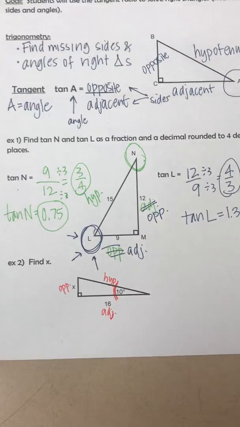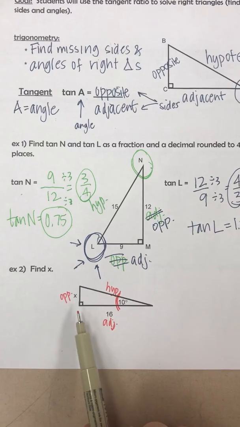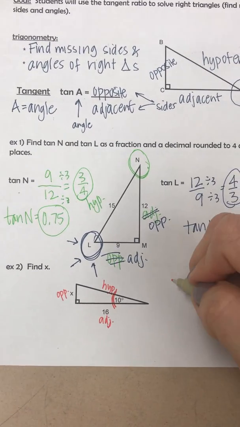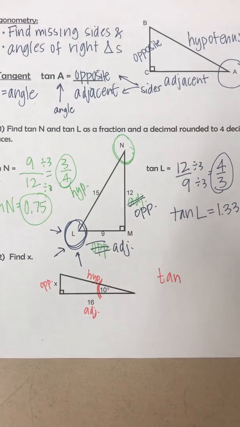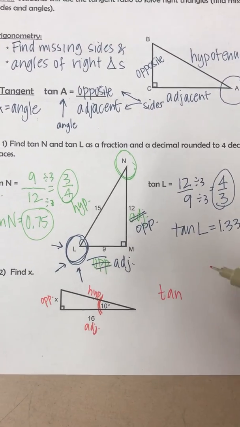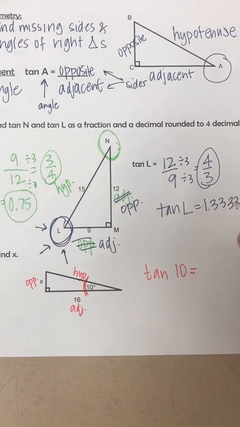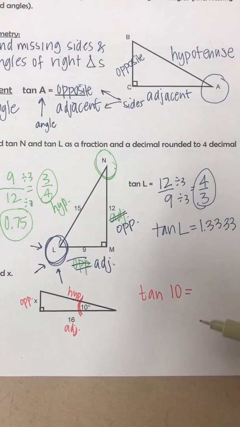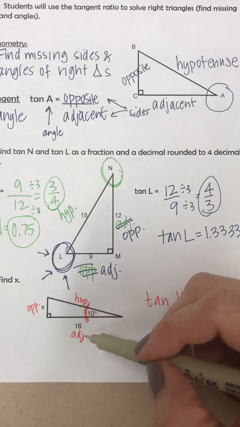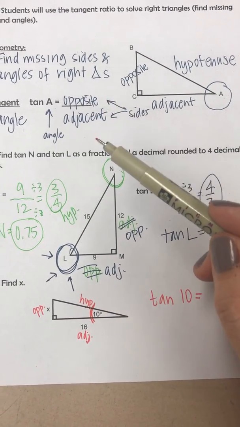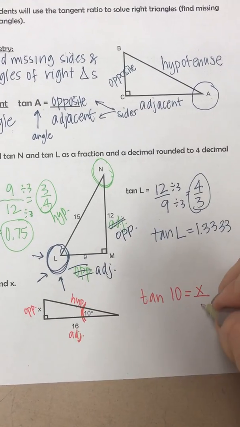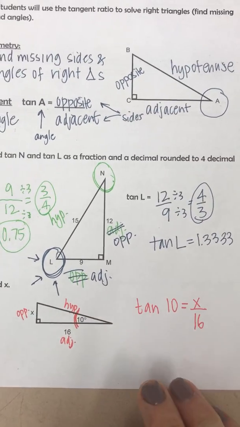And we always use whatever angle they give us. We don't ever use the 90-degree angle for this. So I'm going to set this ratio up. So tangent of what angle? Oh, I know, angle 10 degrees. So I write tangent of 10 equals, now I'm going to write it as opposite over adjacent. So remember this, opposite over adjacent. So x on top, and adjacent is 16 on the bottom.